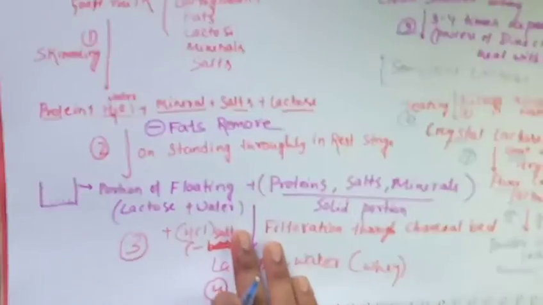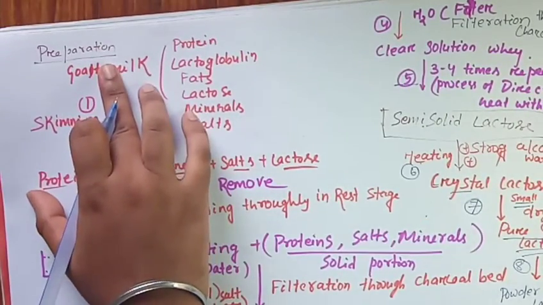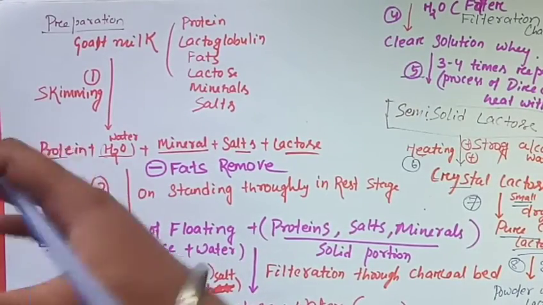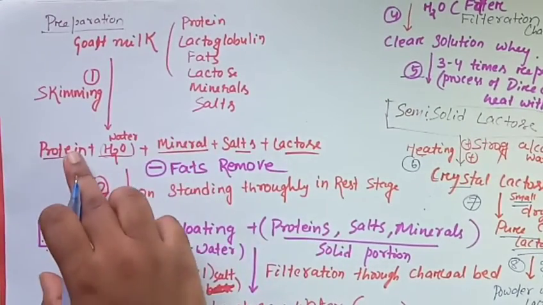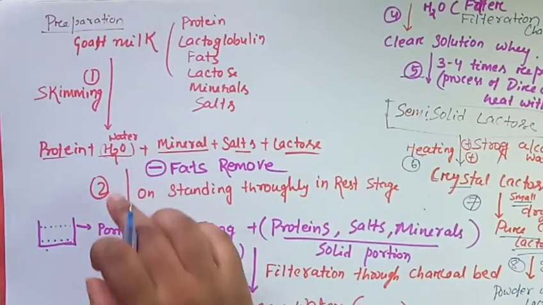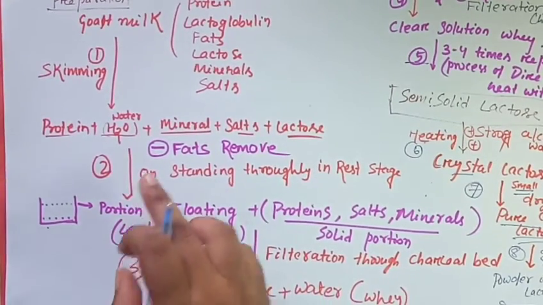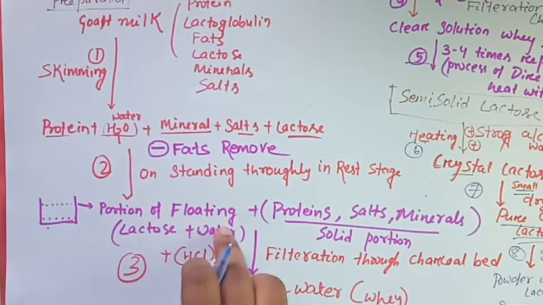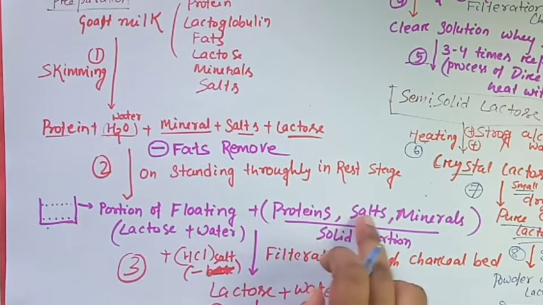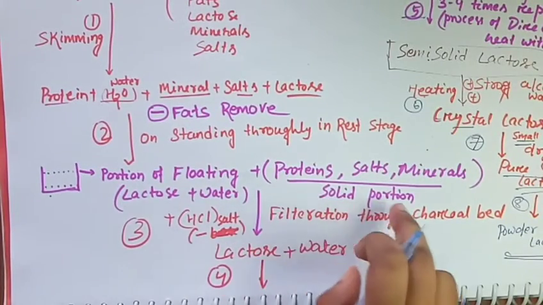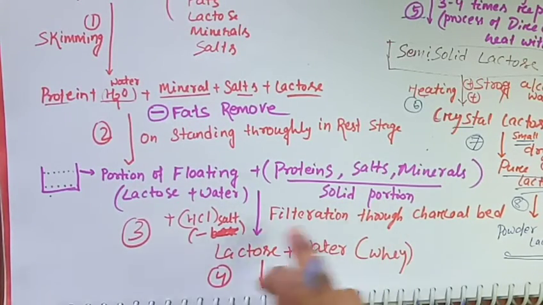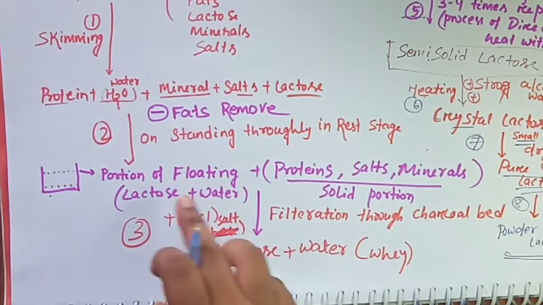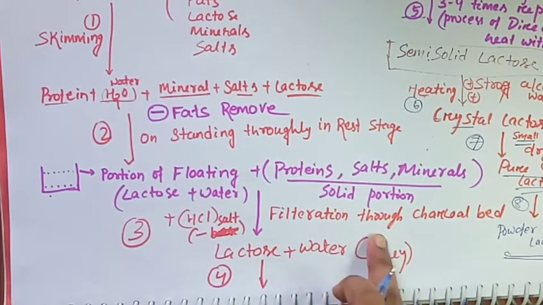If we go into detail, goat's milk is the source of sugar of milk. In the first stage we do only skimming. Skimming means घुराना. इससे क्या होता है कि solution दो भाग में divide हो जाता है. When we let the solution stand, we can find that the upper part contains lactose and water, and the lower part contains protein, salts and minerals. Then we do filtration through a charcoal bed by adding HCl, so the salt will be removed and we can get only lactose and water. This is known as whey.